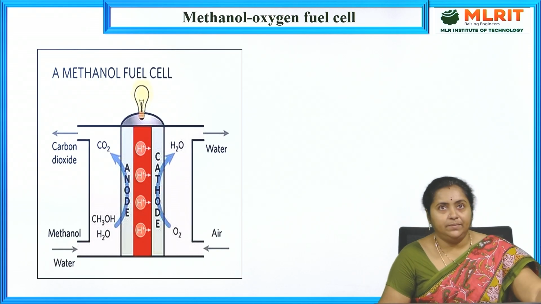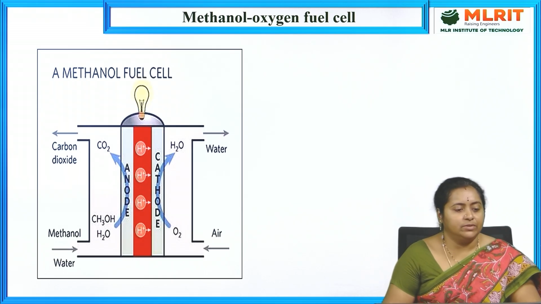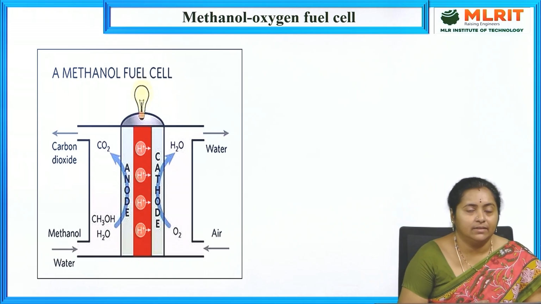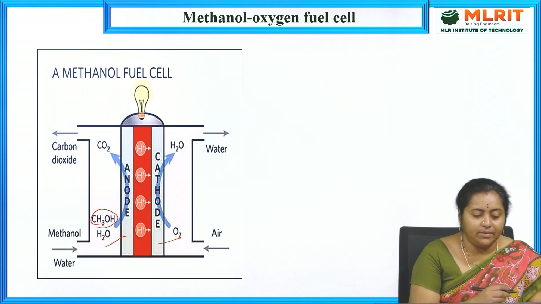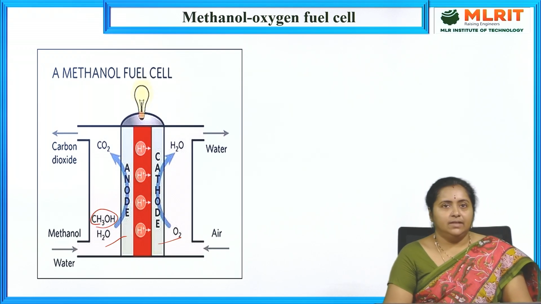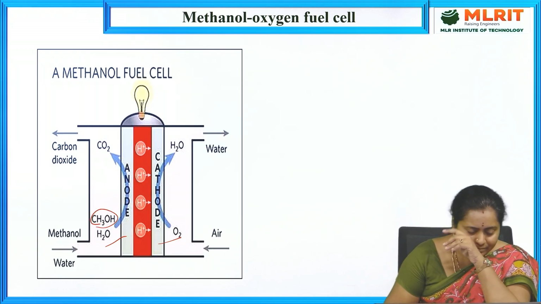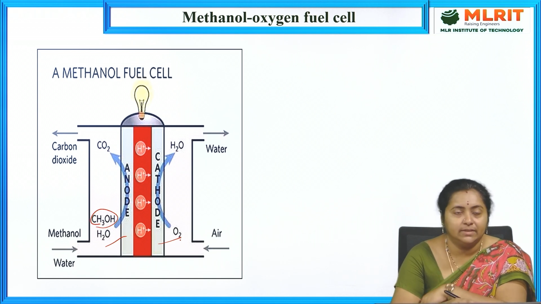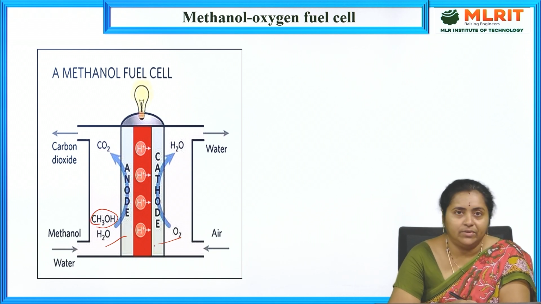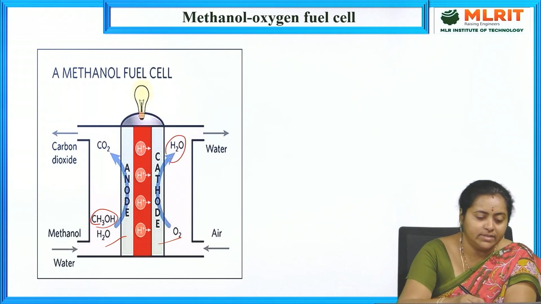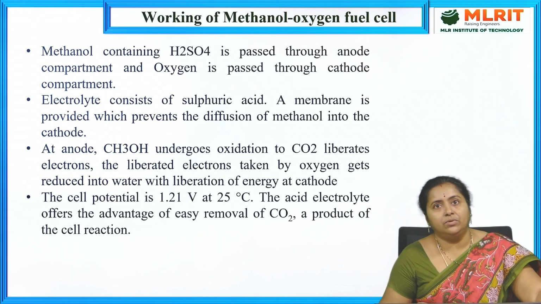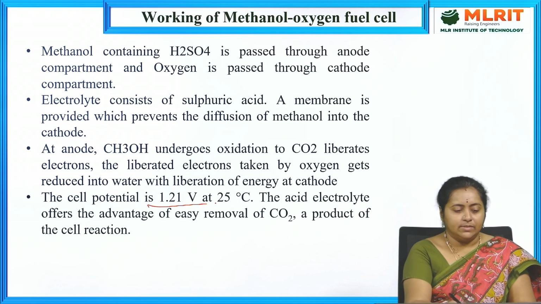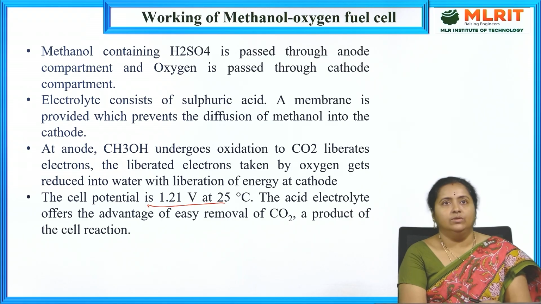So, let us go with the construction. I am going to show the picture of a miniature form of the fuel cell, that is the methanol oxygen fuel cell. As I told you, it has two chambers, one anode and another cathode. Into the anode chamber, methanol along with electrolytic solution is allowed to pass, and into the cathode chamber, atmospheric oxygen is allowed to pass. Immediately, anode and cathode reactions will take place. As a result, water and CO2 will be produced. During this reaction, it releases an output voltage of 1.21 volts. Cell potential is 1.21 volts.